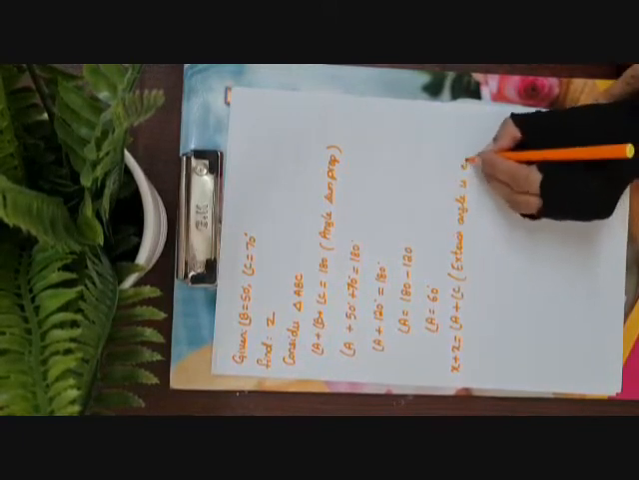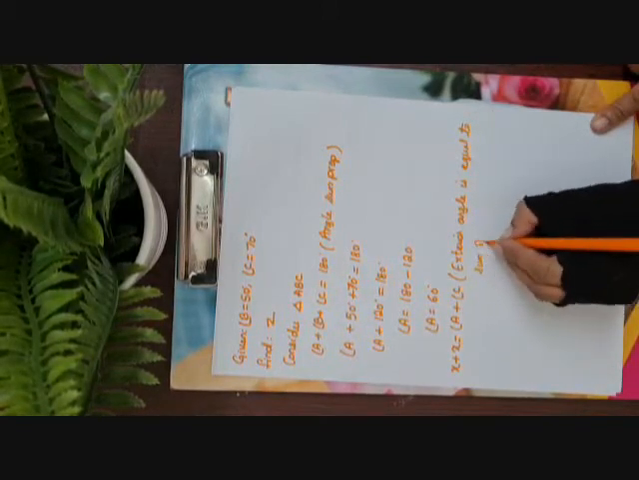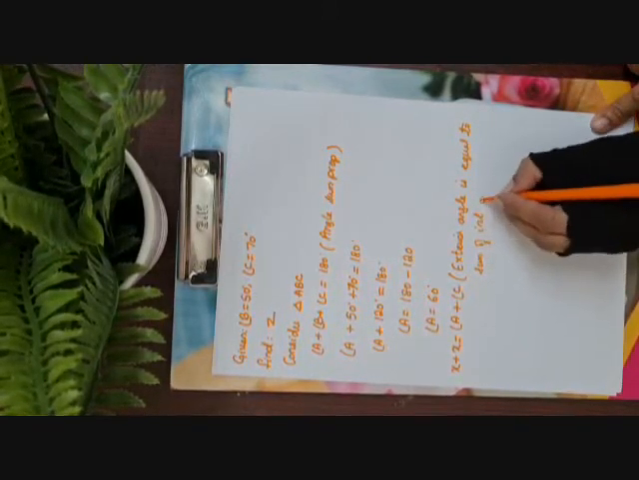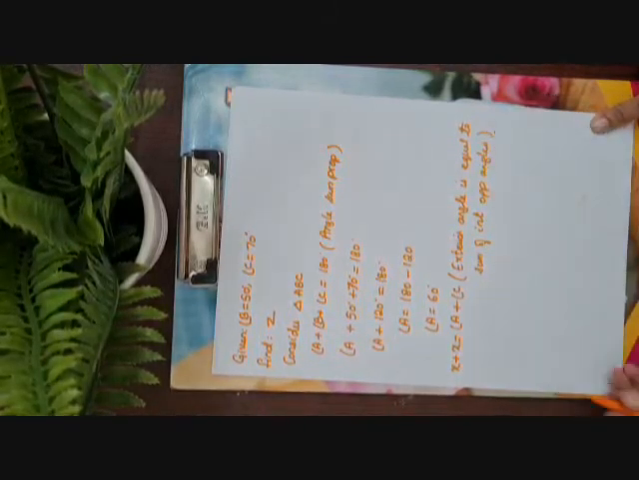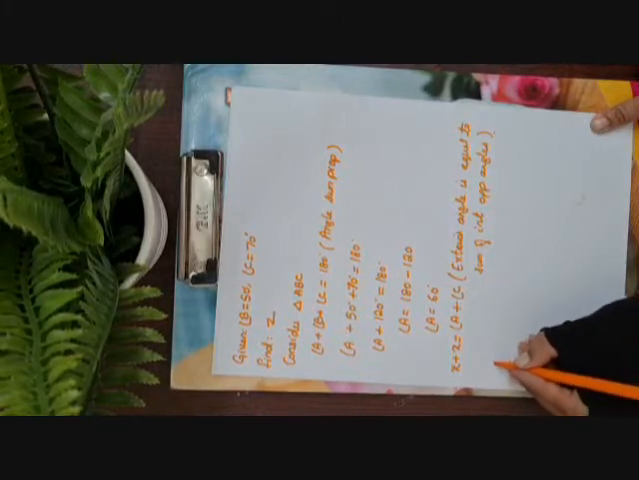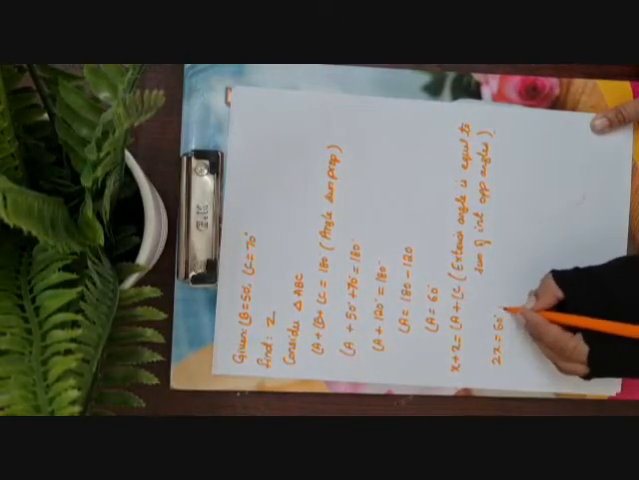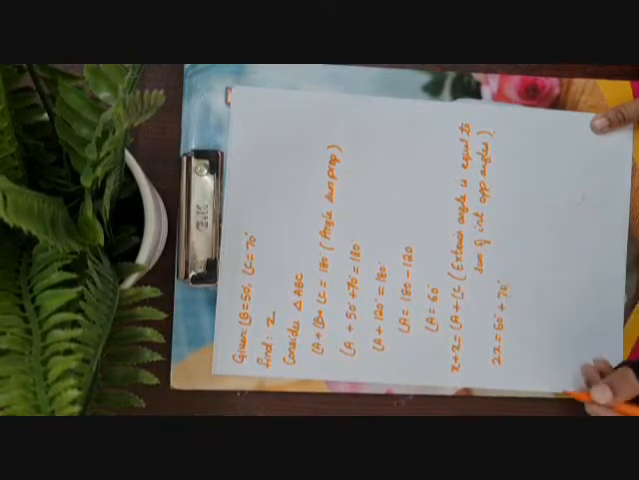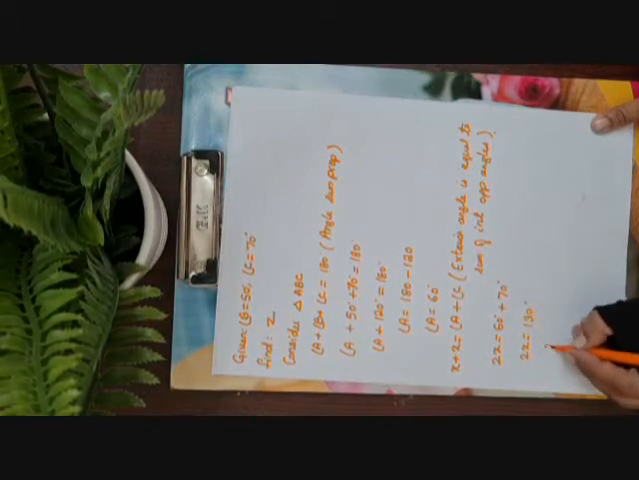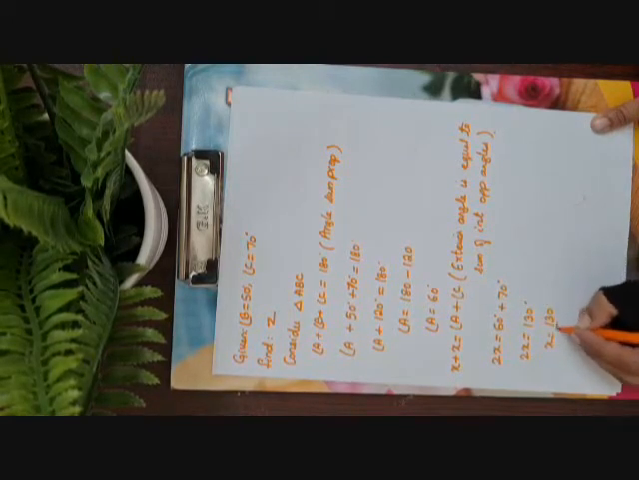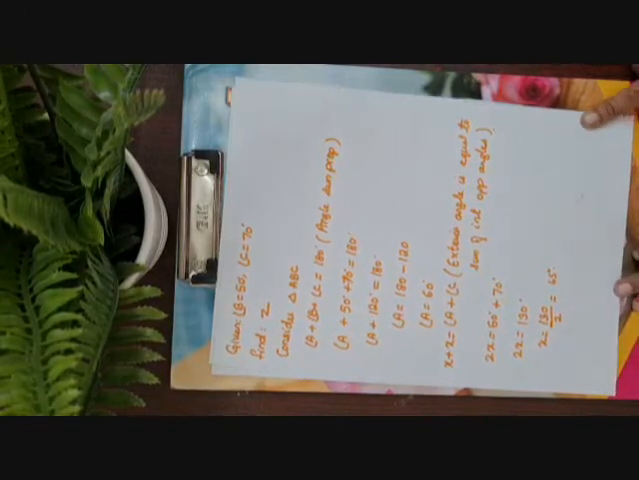is equal to the sum of interior opposite angles. This is the exterior angle property that we have learnt in our previous videos, children. So x plus x is nothing but 2x. 2x is equal to angle A, we found it as 60 degrees, and angle C is given to us as 70 degrees. So 2x will be equal to 130 degrees. x will be equal to 130 by 2, that is nothing but 65 degrees. We got the value of x.